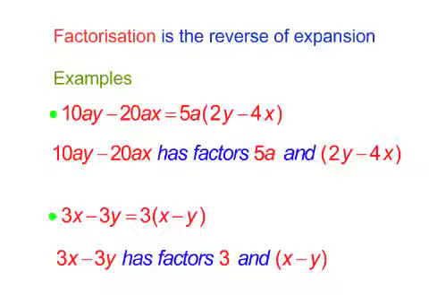Similarly, the factors for this expression are 3 and x - y, and multiplying those terms will give us 3x - 3y.